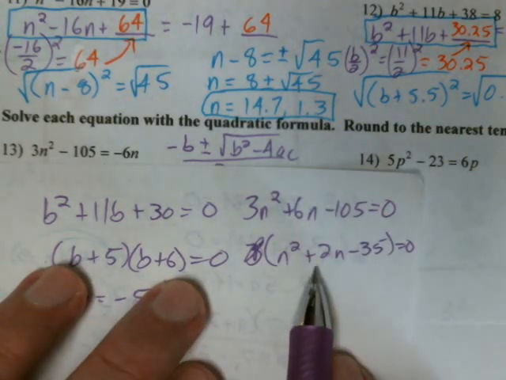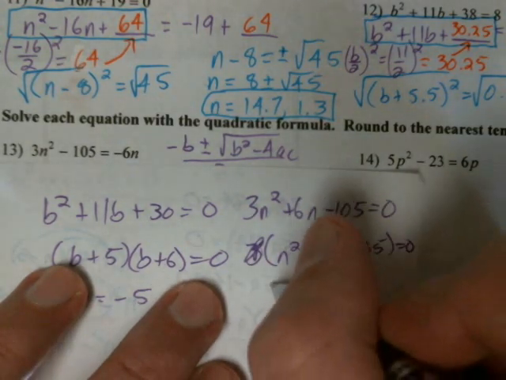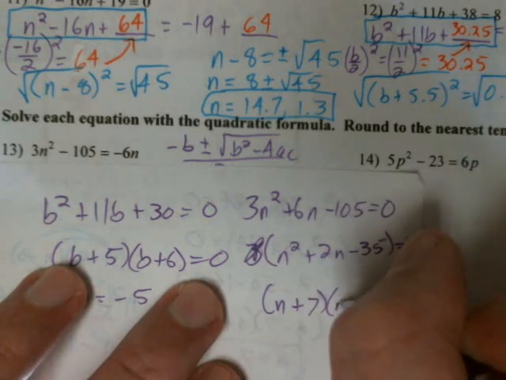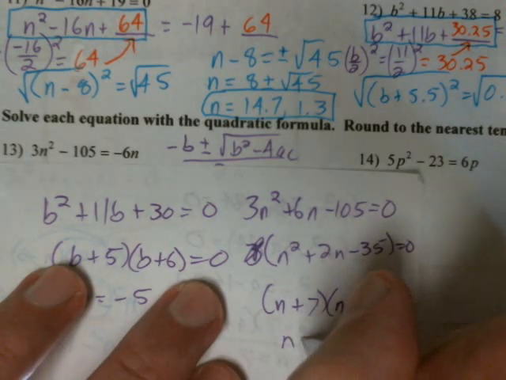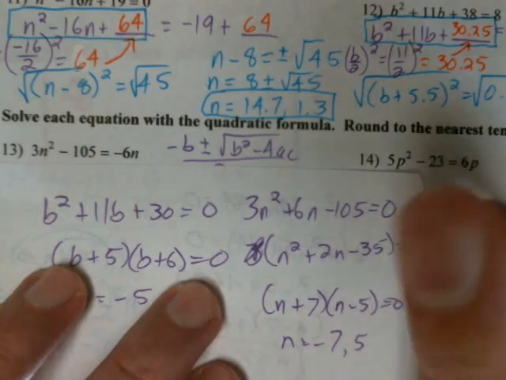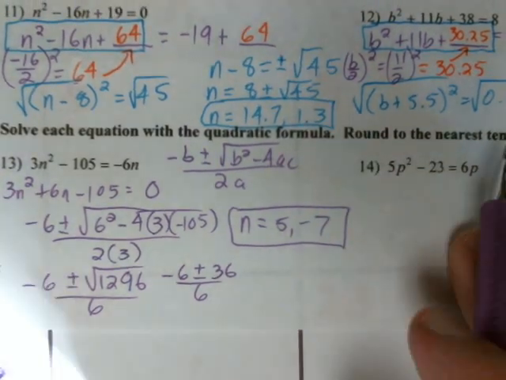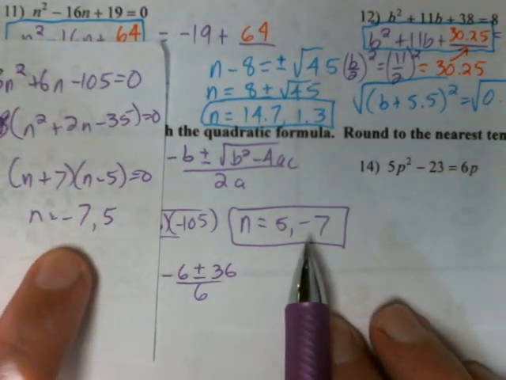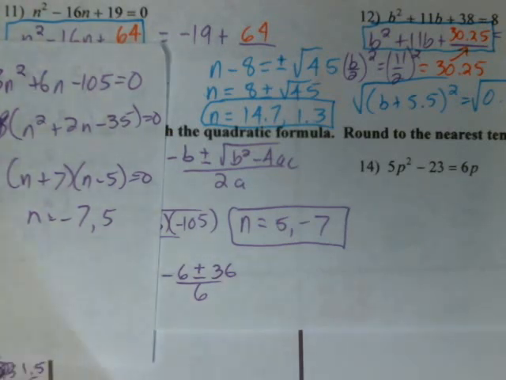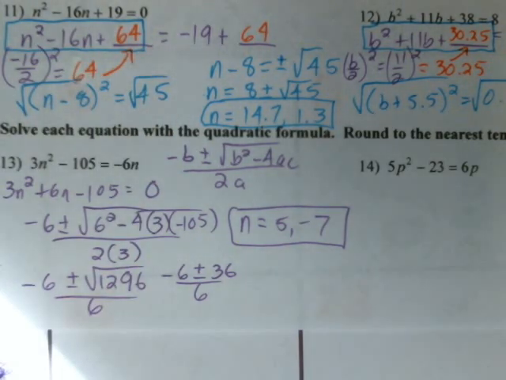What are the factors of negative 35 that add to 2? That's going to be 7 and negative 5. Flippy flip, and again, n equals negative 7 and 5. Oh, man. I could have factored that. Okay, that's what y'all need to be thinking. Always look, can I pull out a GCF? Can I make my life easier?